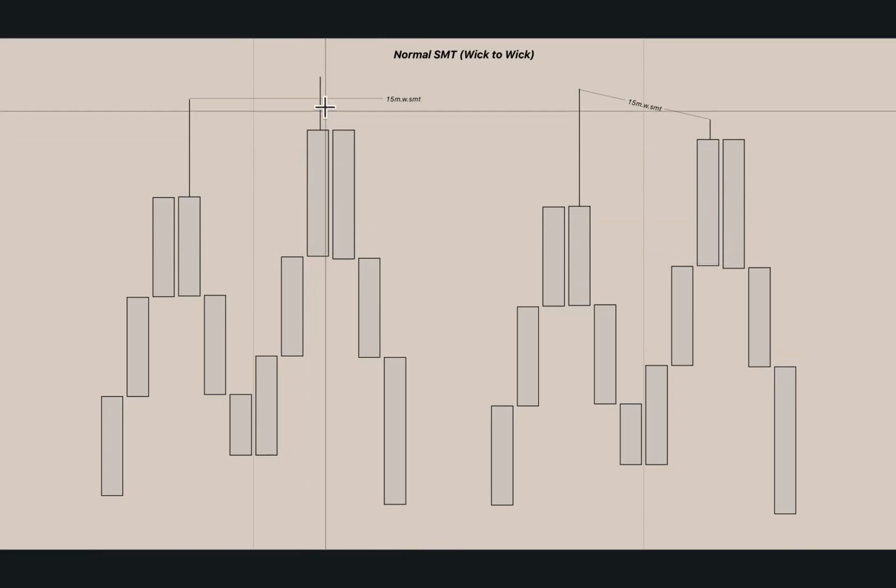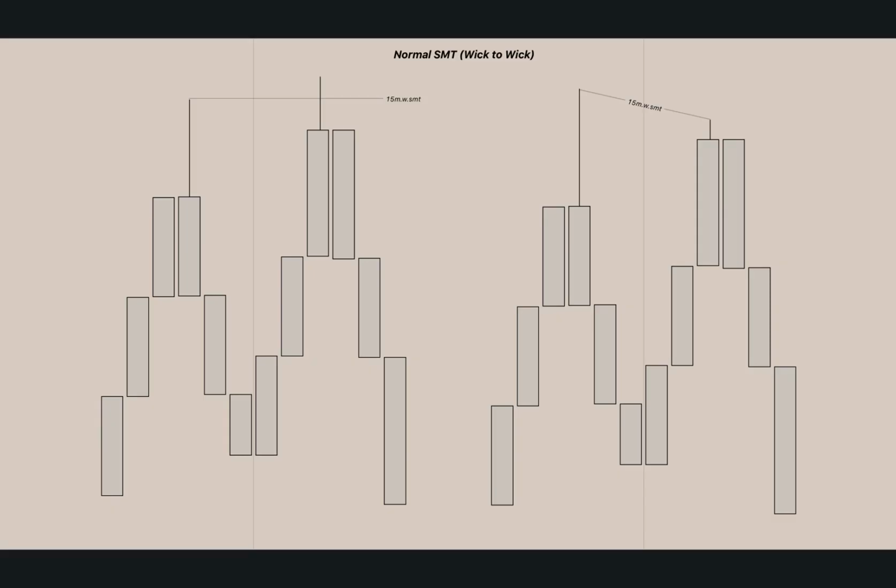So one market trades into that high with a wick. The other one fails to trade into that high with a wick, a body, or anything at all. And so that's just a regular SMT in my opinion, or a normal SMT, sorry. And then we're just using the wicks to pretty much confirm that. The only time that I would use a wick to wick SMT is if you have lower time frame stacked SMTs confirming the wick to wick SMT, or you have intermarket SMT occurring.